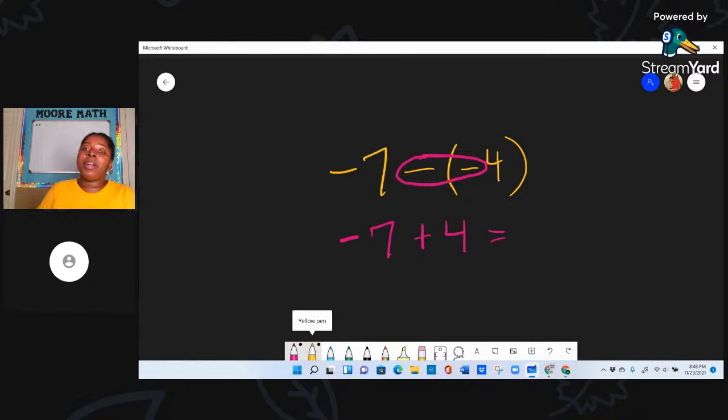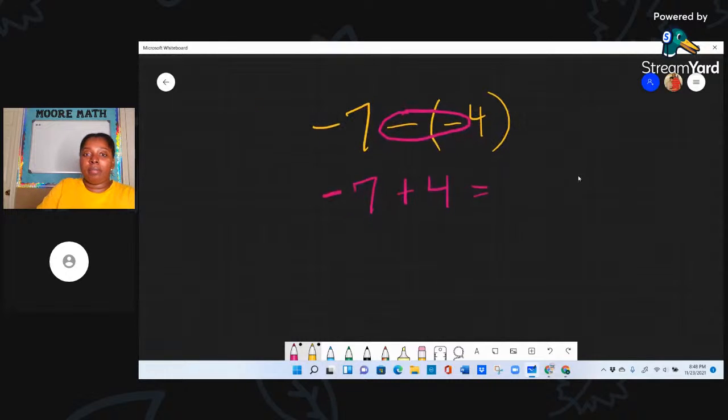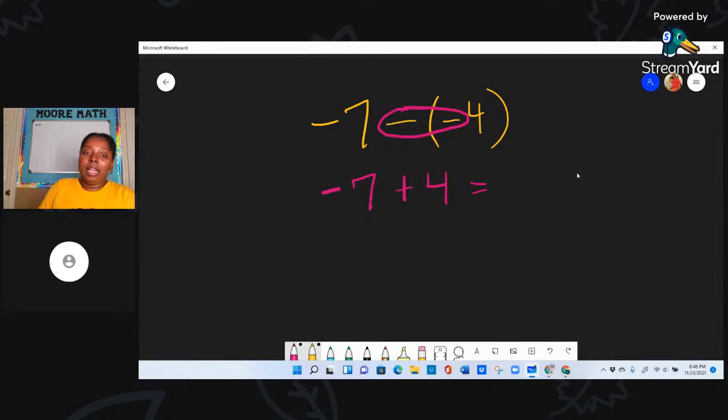And now we have our integer rules for addition again. So what am I doing with this -7 and this 4? Okay, they're different signs. So what are we going to do? Subtract. Good. And what's 7 minus 4? 3. And which one has more, the negatives or the positive? The negatives. Okay. You see it? Yeah.